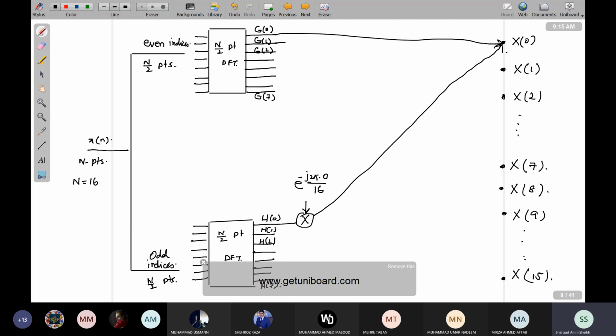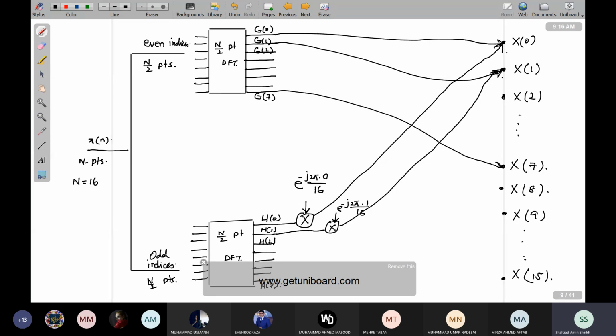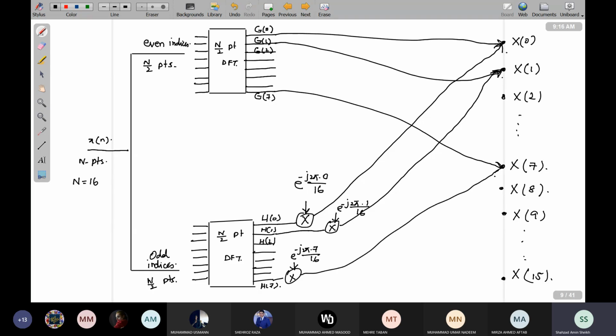For G of 1, H of 1 multiplied with exponential minus j 2 pi into 1 divided by 16, and that is being added here. For x of 7, that would be g of 7 plus h of 7 into exponential minus j 2 pi 7 divided by 16, and this thing.